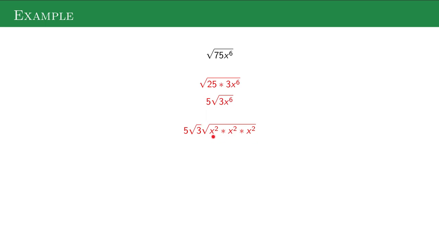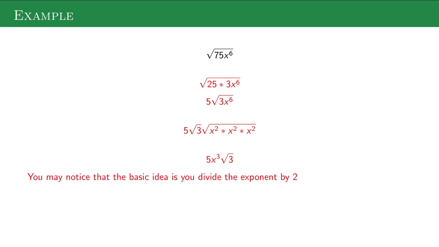And each of these pairs is going to cancel out with my square root and give me x cubed on the outside. There's 1, 2, 3 x's that are going to come outside the square root and give me x cubed. You may notice a little shortcut: the basic idea is you end up dividing the exponent by 2. So I had x to the 6th, and my final answer has x cubed. 6 divided by 2 is 3.